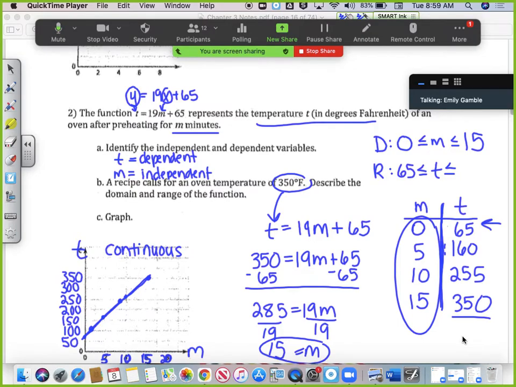And then what's the maximum in the range? 350. Perfect. All right. Good. Can I see yours real quick?